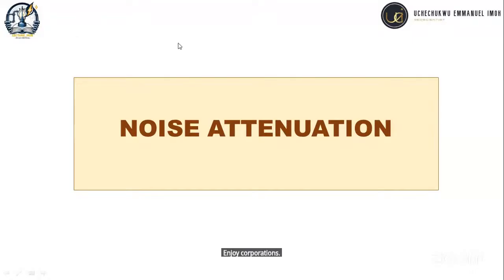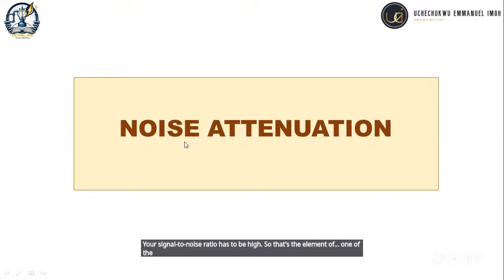So signal to noise ratio has to be high. And so your signal to noise ratio has to be high. So that's one of the elements of good processing. So a very key processing step is noise attenuation.